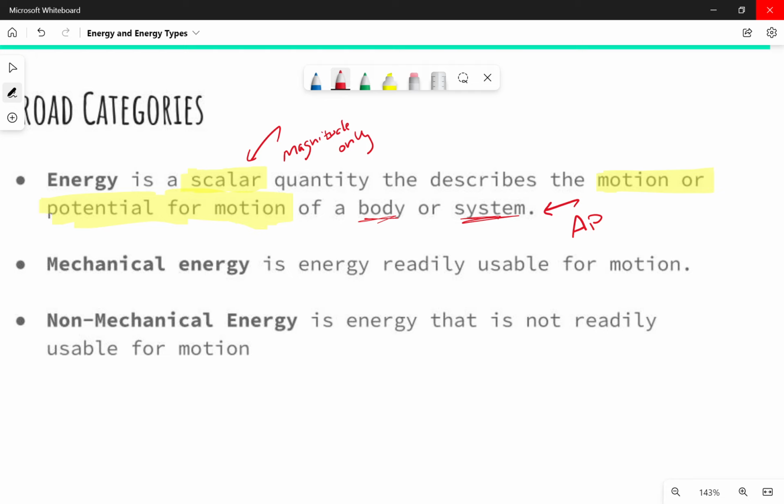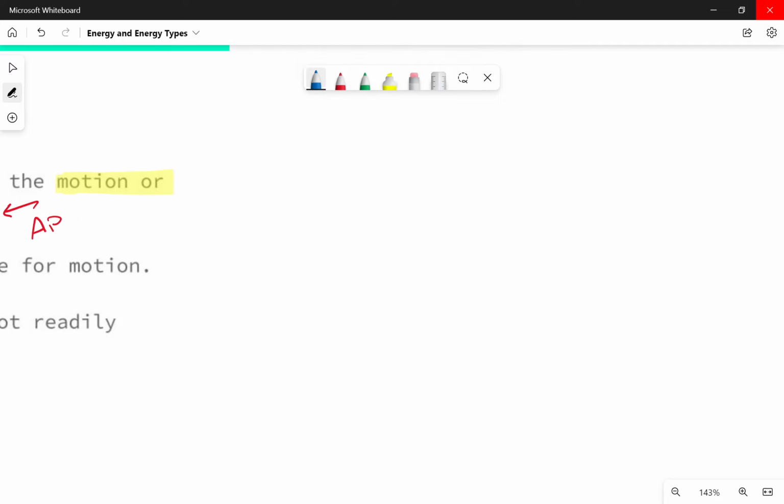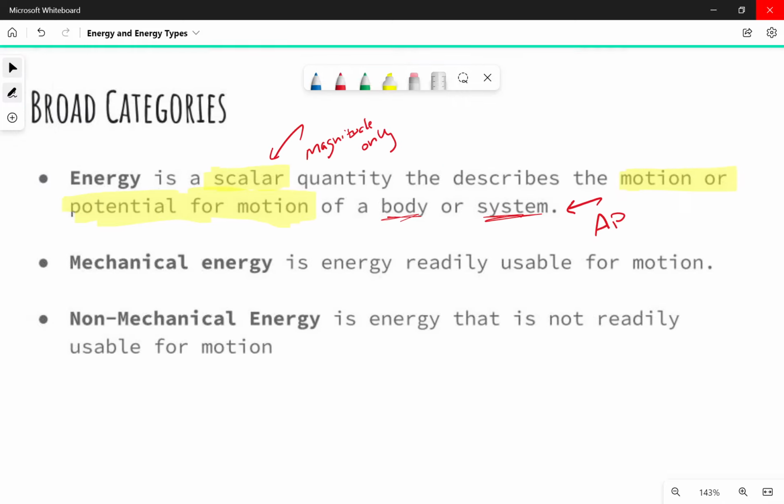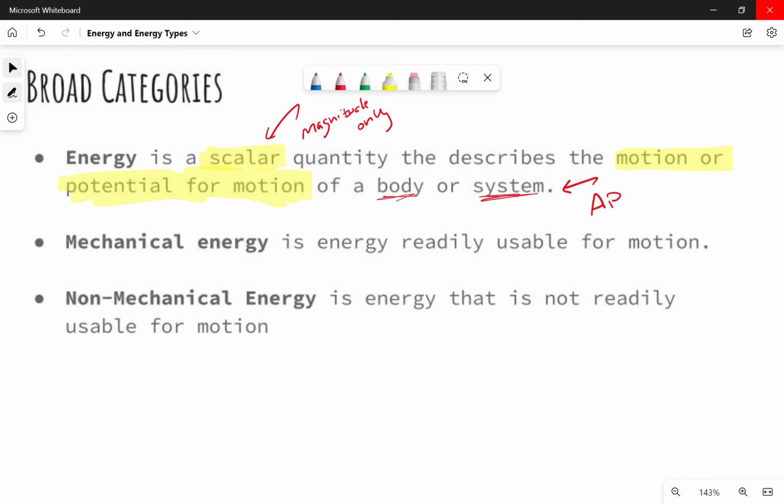So real quick, I'm going to step off to the side here and start building our taxonomy. So up at the top, we've got big energy. That's the big first topic. We've got energy. Now underneath that, we're going to break it into 2 categories.